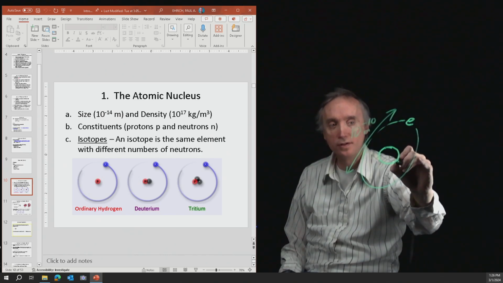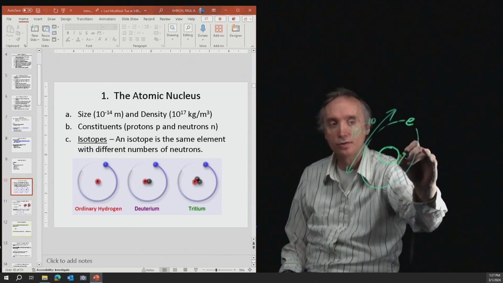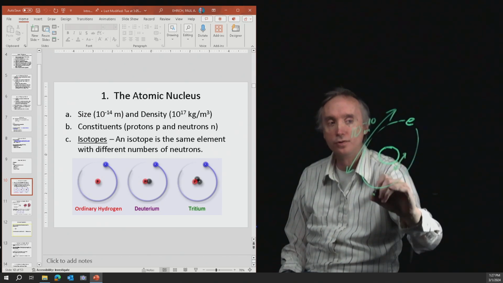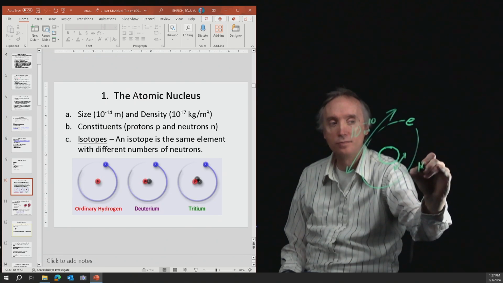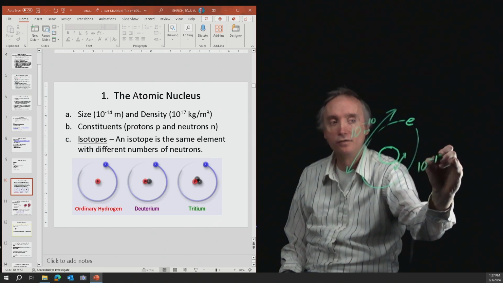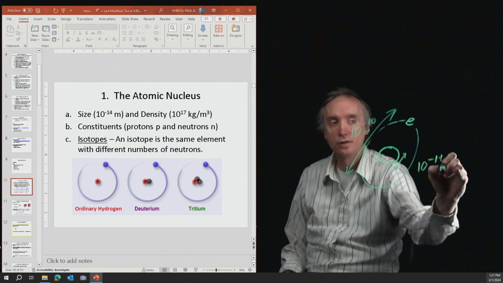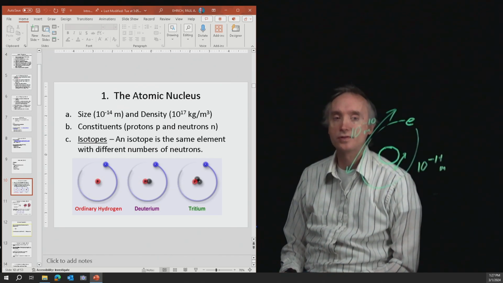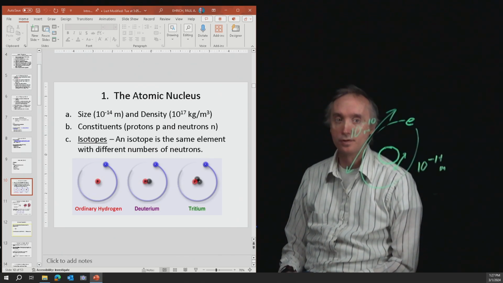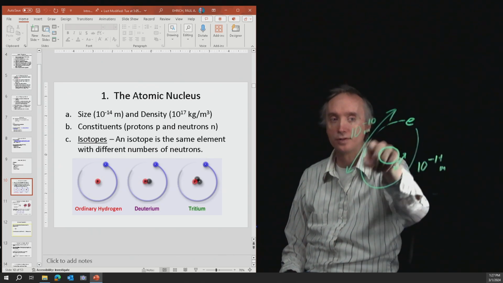But we're interested in what is the diameter of the typical nucleus, and that is going to be 10 to the negative 14th meters. So that means that a nucleus is about 1/10,000th the size of the atom itself.